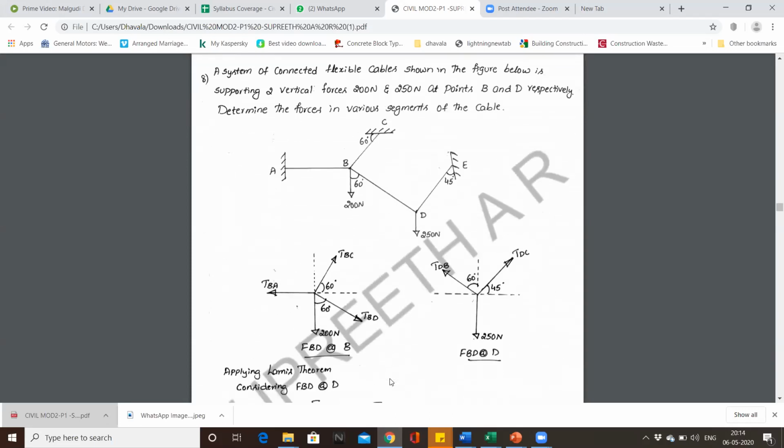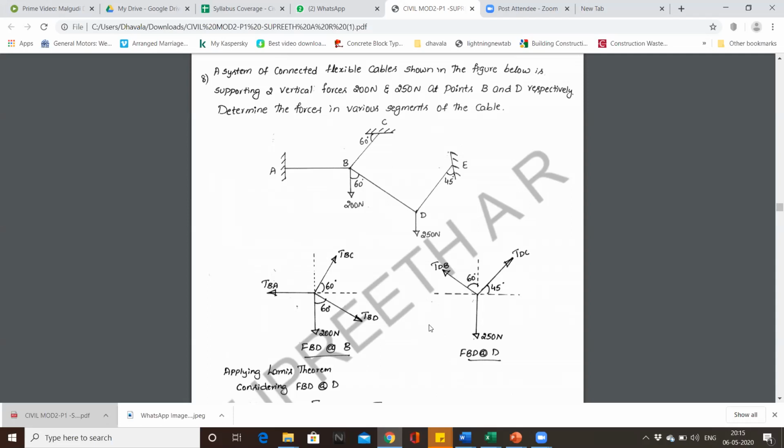In this problem, we have 2 points wherein all the forces are converging, that is point B and point D. So at both point B and point D, we are supposed to write the free body diagram. The free body diagram at point B will have tension because of string BA, tension because of BC, BD, and the weight 200 newtons. Coming to D, we have 250 newtons, tension due to DE, this should have been DE, and this is TBD. TBD is common to both the points.